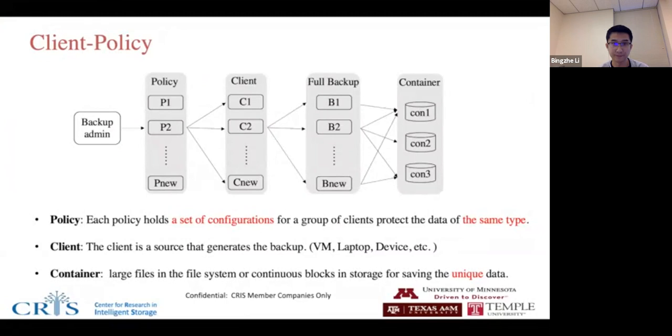Due to the different characteristics of full and incremental backups, incremental backups generally have much lower redundancy. Our paper only considers full backups. The duplicates of the backup stream will be identified and eliminated, and the unique data segments are saved into containers. Due to deduplication, a container may be shared by several backups.